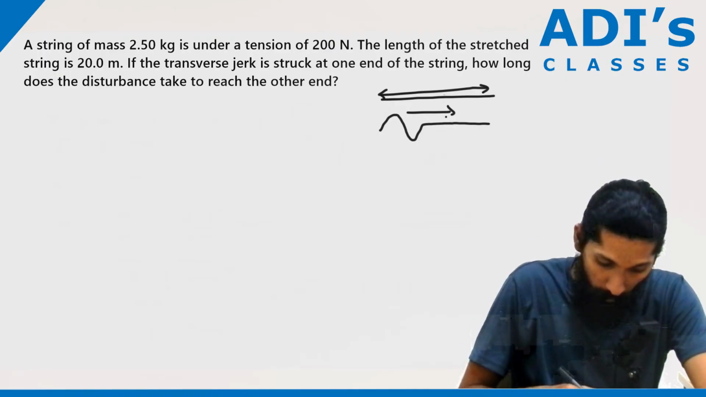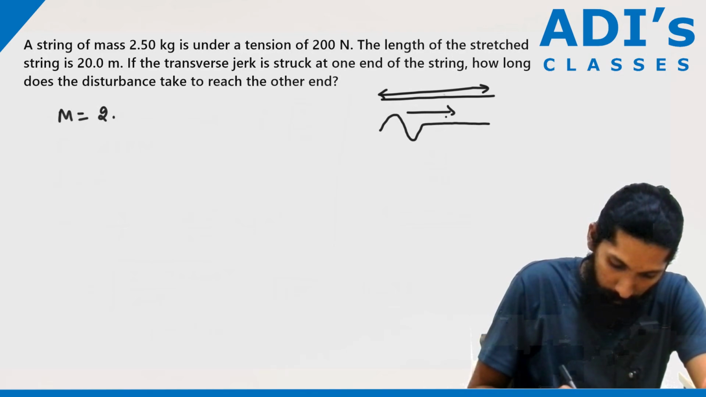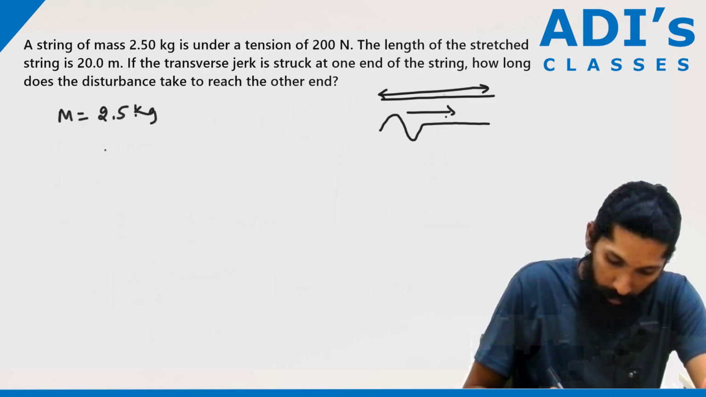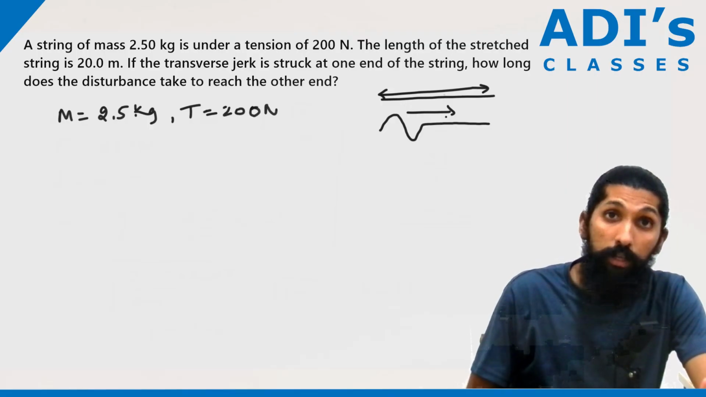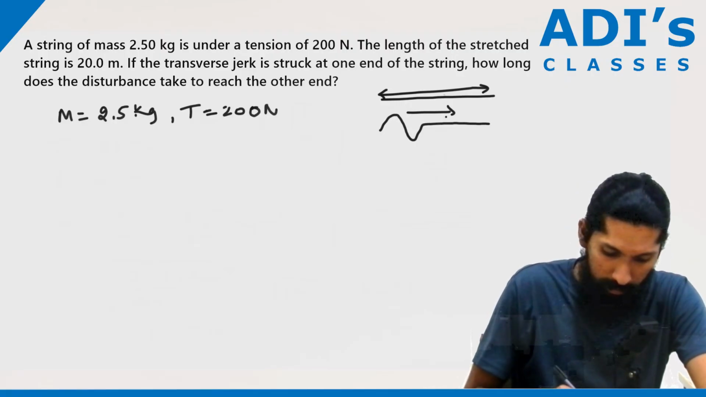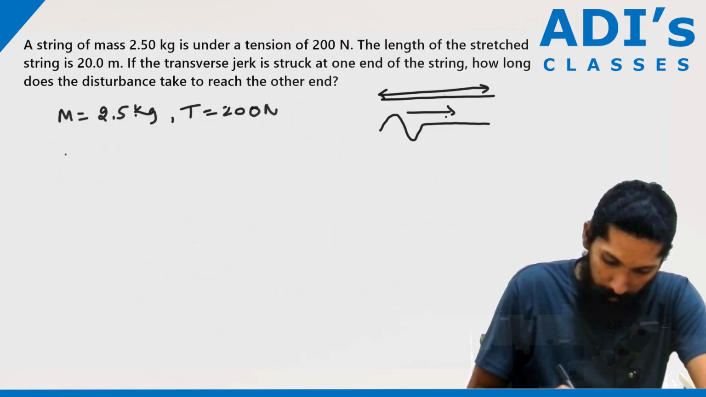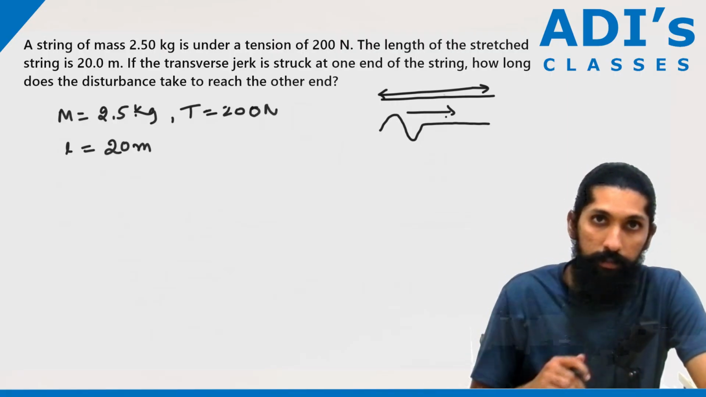First, mass 2.5 kg. Then tension 200 Newton. Then the length of the string is given, which basically is the distance. Let's call it length. So length is given to be 20 meter. To calculate the velocity, we need mass per unit length, isn't it?